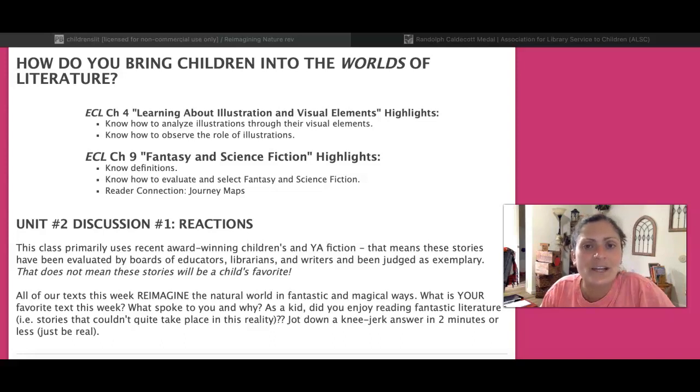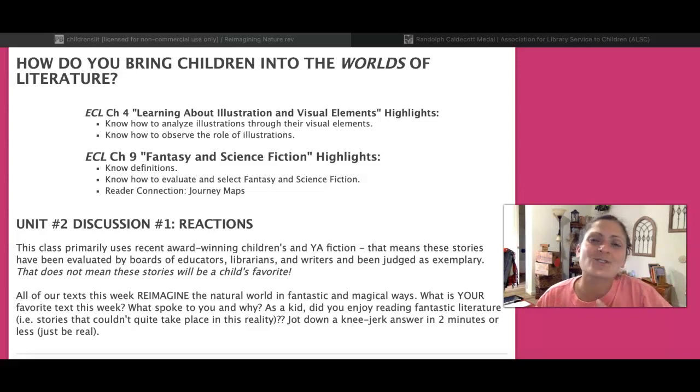This week, you're looking at two chapters from the Essentials for Children's Literature. And the reason we're looking at these two is we'll be using them not just this week, but for the rest of this extended unit on the Fantastic in Children's Lit, as well as leading up to that illustration project that we'll be doing. So the first is on illustrations.